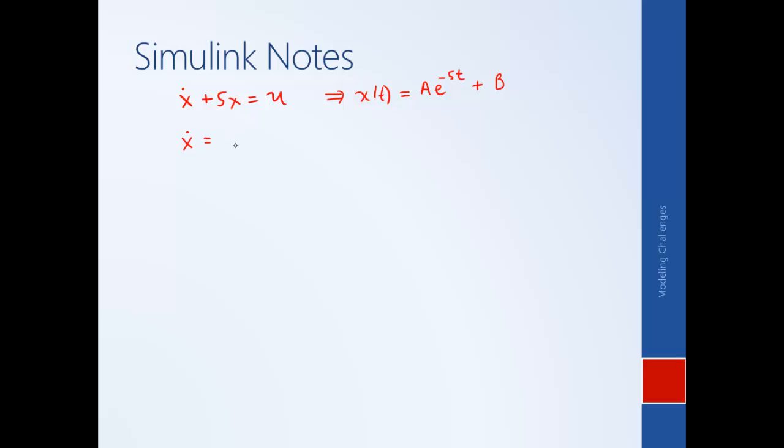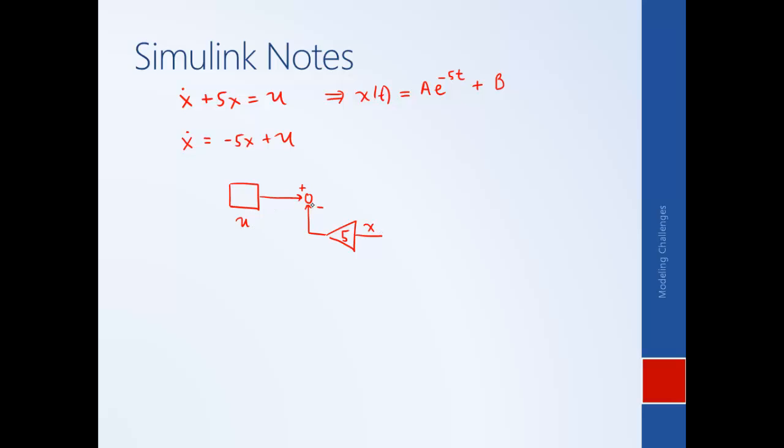If we rearrange this, we could see that x dot is equal to -5x plus u. So we would imagine that we may have some block for u in our Simulink diagram. It'll go into a summing junction where u is going to be on the positive signal, and then we're going to subtract 5x. So we'll have a negative input. And we'll have some gain of 5 multiplying x.